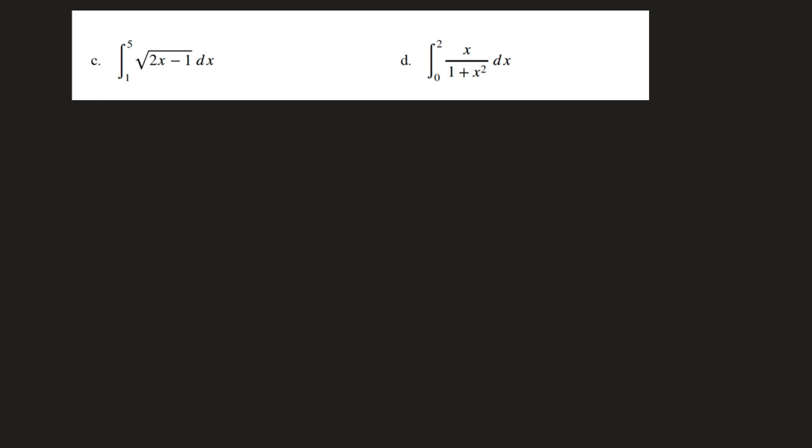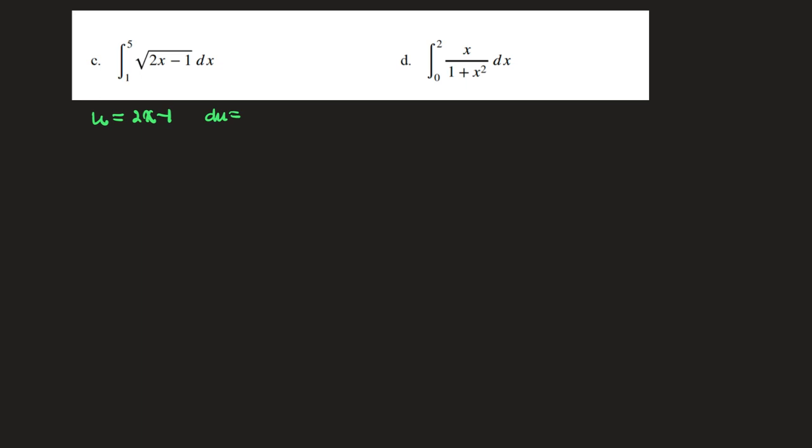Let's practice definite integrals by using the substitution method. You can pause the video and try it by yourself before you check our answer. Let's try the first one, guys. The first thing is you always start by checking what is going to be the inner function. So I'm going to say u is going to be 2x minus 1.